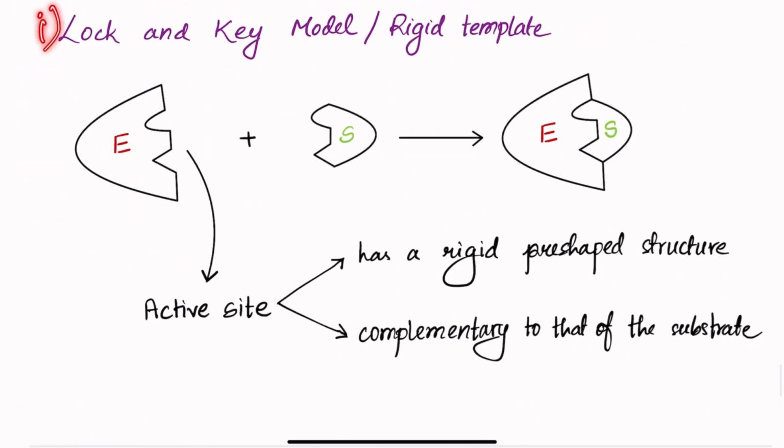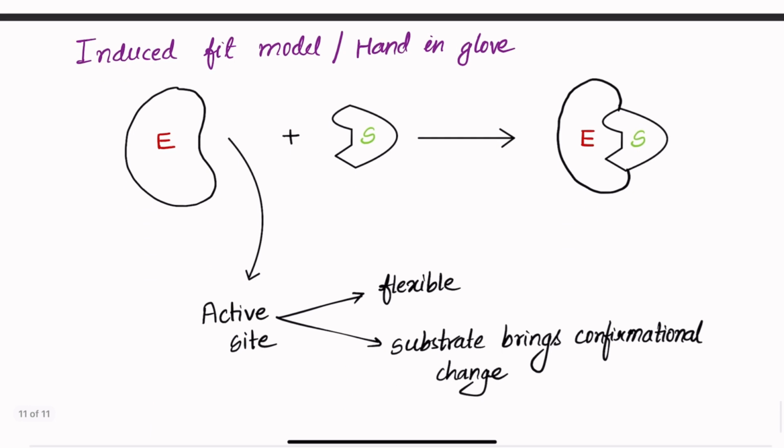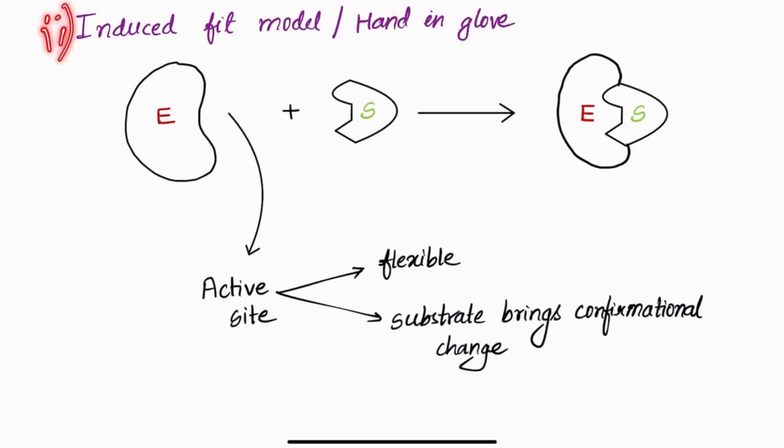According to lock and key model, the active site where the substrate binds to has a rigid pre-shaped structure and it is complementary to the substrate. So only the substrate whose surface can exactly fit at this particular place can bind with the enzyme. Second is induced fit model, where the active site where the substrate binds to is flexible and does not have a fixed structure. It is the substrate that brings about change at the active site so that the substrate can bind with the enzyme.